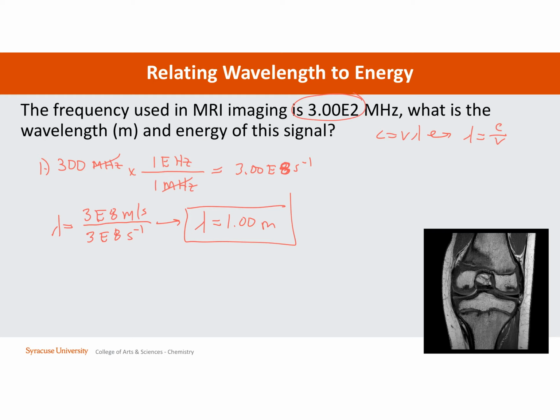And then to calculate the energy of this, I know energy equals Planck's constant times my frequency. So my energy would equal 6.626 e to the negative 34 joules times seconds times my frequency from step 1, 3 e to the 8th inverse seconds. The energy of an MRI signal is approximately 1.99 e to the negative 25 joules.